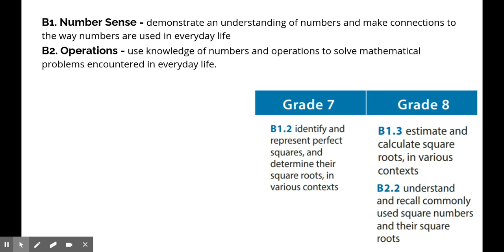Both grade 7 and 8 will be working with perfect square numbers and square roots. Grade 7 will be working only with perfect squares, where grade 8s will be extending beyond just perfect square numbers. For grade 8, the specific expectation B2.2 are the math facts students need to know. They need to understand and recall commonly used square numbers and their square roots. This is something you can be working on all year.